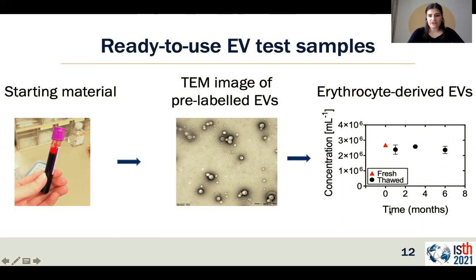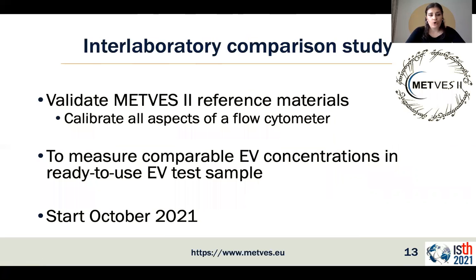So if we're looking at the concentration versus time in months of storage, we can see that it's pretty stable over time. And one of the things we're also doing within the project is conducting an interlaboratory comparison study, which we're organizing at the moment. And this is to, first of all, validate the METVES II reference materials, which are supposed to calibrate all aspects of a flow cytometer. And then after, we want to measure a comparable EV concentration in this ready-to-use EV test sample. And the study will actually start in October of this year.